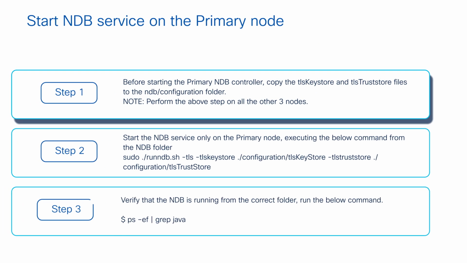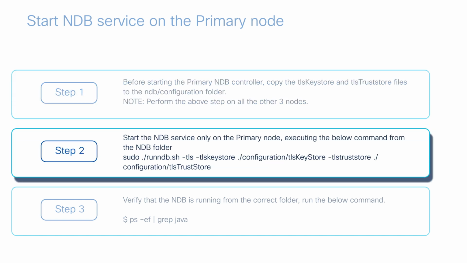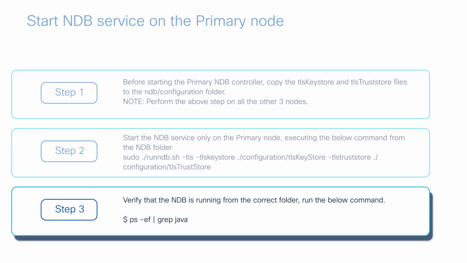Once we copy the software, it comes with a shell script, and using the shell script, we are going to start the NDB controller on the primary node. A quick call out here: if your servers are talking to the NDB switches using TLS, please ensure you start the controller with the TLS key store and the trust store as shown in step 2. And verify with the ps -ef | grep java command to ensure the NDB controller is running on the primary server.